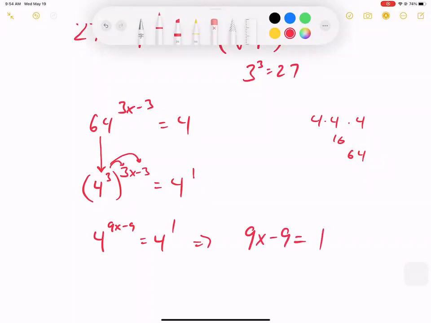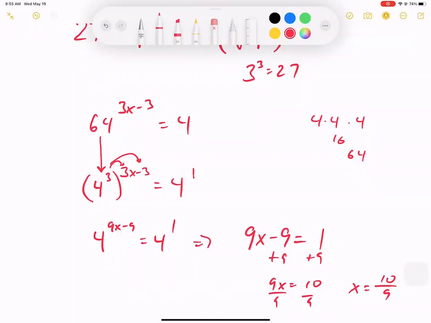Great, now we're at 9x minus 9 equals 1. We can solve it algebraically. This takes us back all the way to August. So plus 9, 9x is equal to 10. Divide by 9, divide by 9. Oh my goodness, x is equal to 10 over 9. Would you ever have guessed that? I would not have ever guessed that. Nor do I want to guess that. And that's the fraction that we would need to take this 64 to the 3x minus 3 and bring it back to 4.